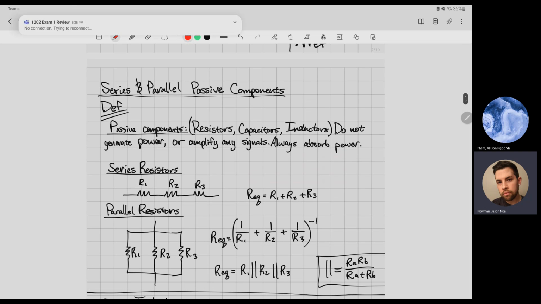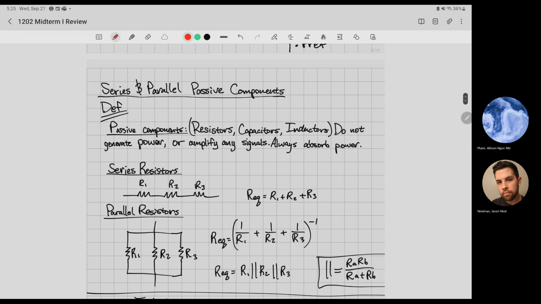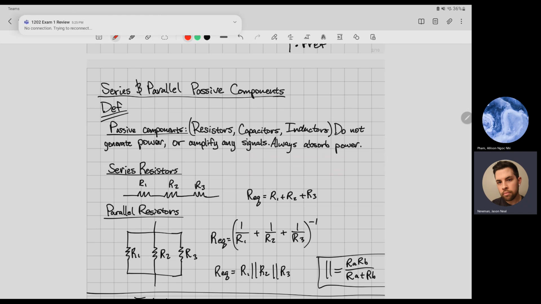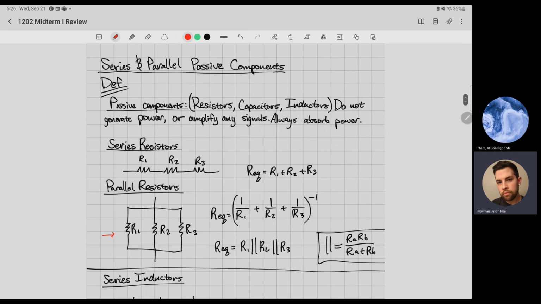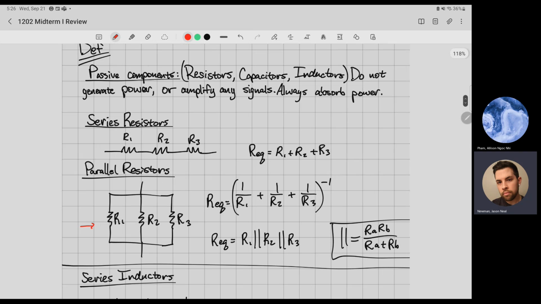Now we have parallel resistors. So basically, parallel resistors are pretty easy. So this is what parallel resistors look like. And the way you define a parallel resistor is the top node has to touch the top node and the bottom node has to touch the bottom node on both resistors, basically. That's the general idea of a parallel resistor.